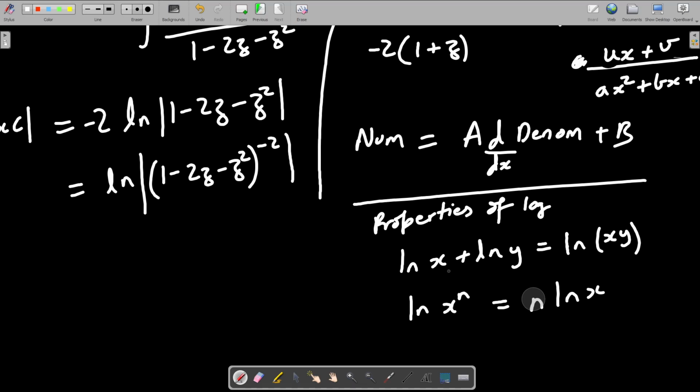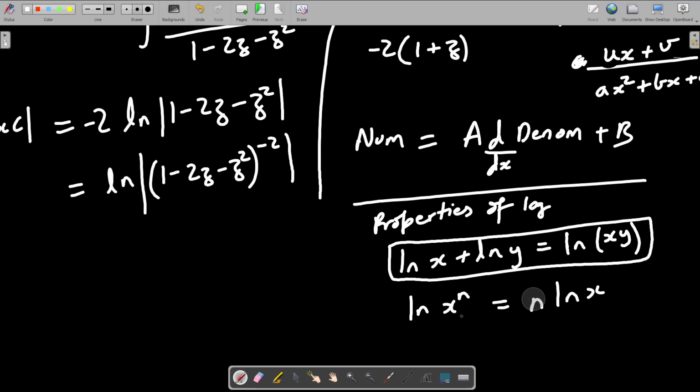By the way, this property follows from the main property of logarithms. How do you prove it? You take x and x on both places. So ln of x plus ln of x will be equal to ln of x square, so this will become 2 times ln of x. You can repeat this for the next one also: ln of x plus ln of x plus ln of x becomes 3 times ln of x, which is ln of x cube. So on it will go. So by induction it will become this. But not only by induction, it even works for negative powers.